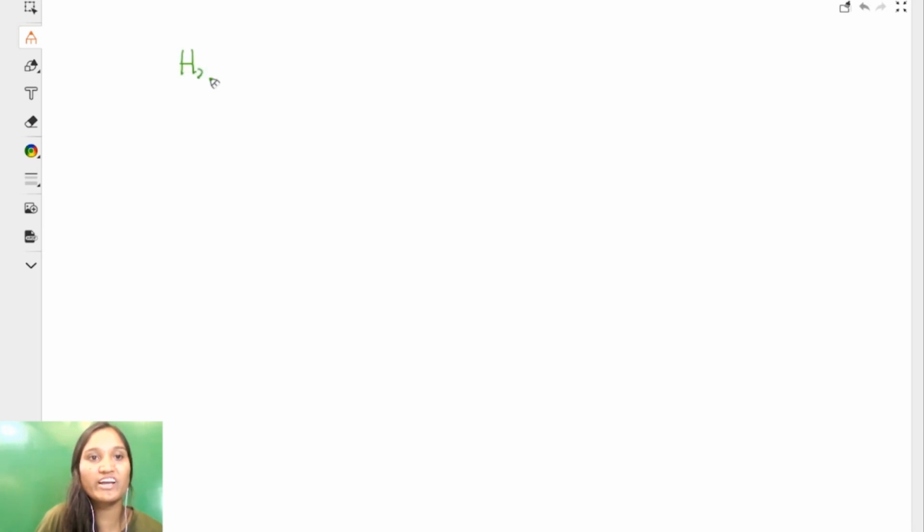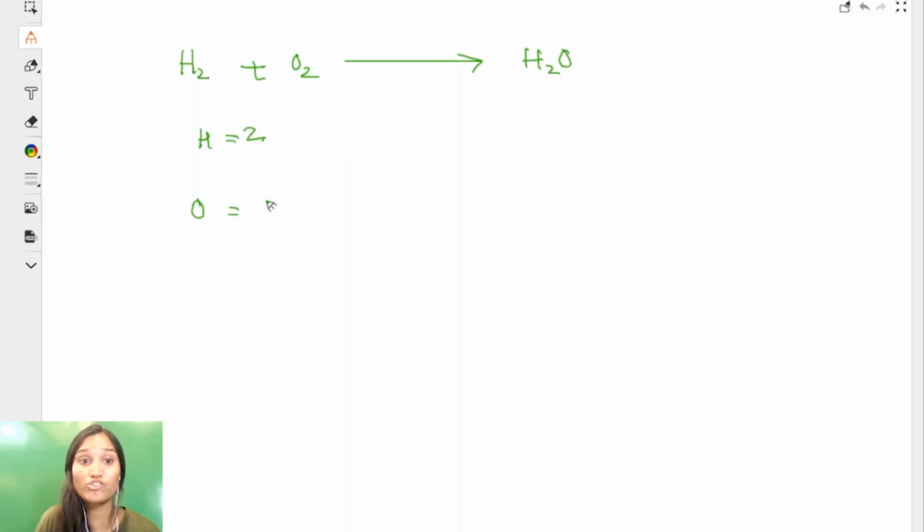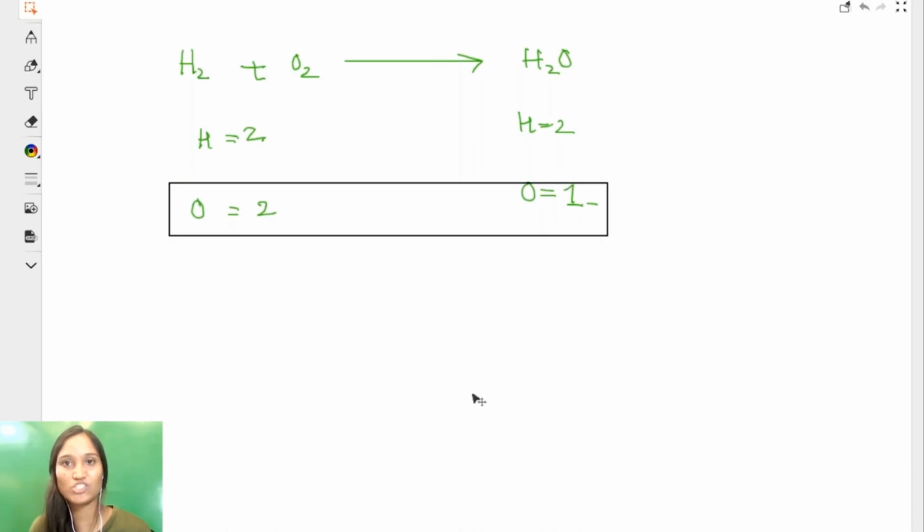I'm writing the same equation again. H2 plus O2 gives H2O. And hydrogens, oxygens. Hydrogens was how many? 2. And oxygens is 2 again. On the other side, hydrogens is 2, oxygens is equal to 1. Look at it carefully now. Which is not balanced? Oxygen part is not balanced. So we have to balance it. On which side the number of oxygens is less, identify that side. Obviously, on right hand side it is less, right? Only 1 oxygen is there.